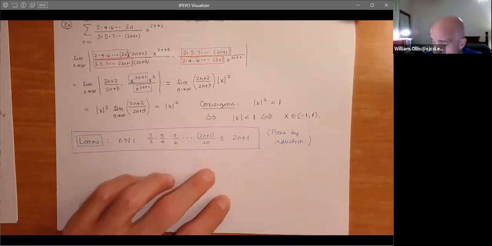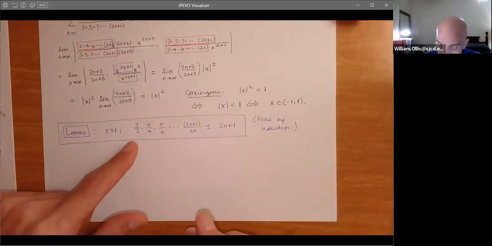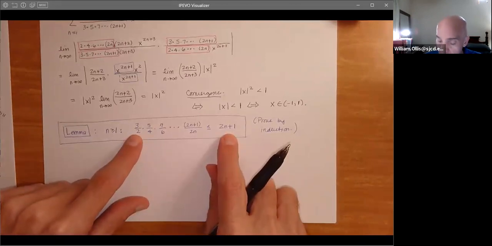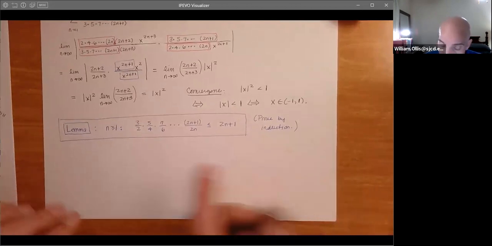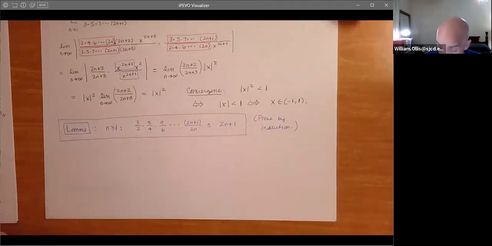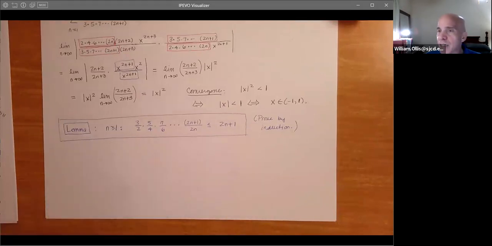The proof is very simple. Again, you check n equals 1, which is clearly true. 3/2 is certainly less than 3. And then you can do your induction hypothesis and knock it out in no time. So this is actually valid. So now with this lemma, we have the details that we need.